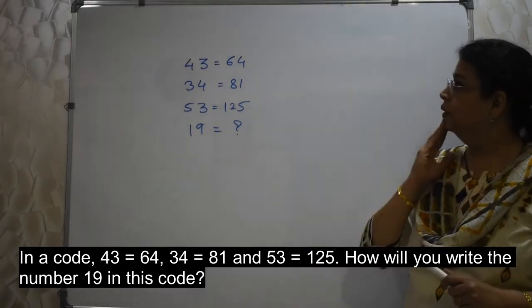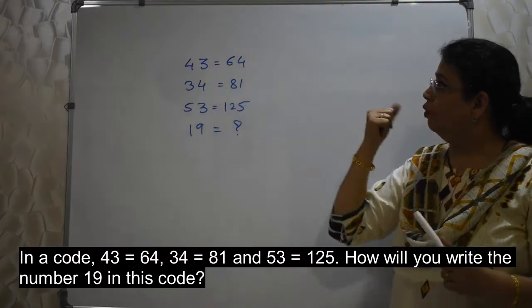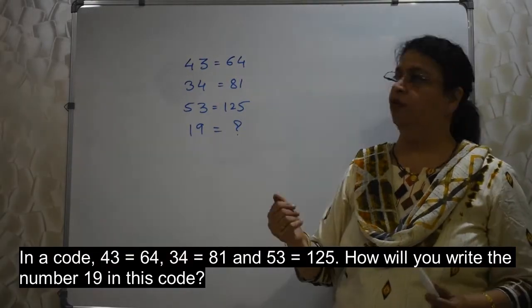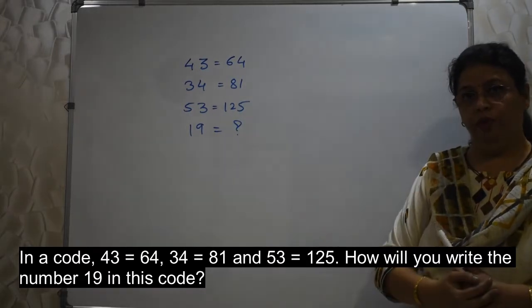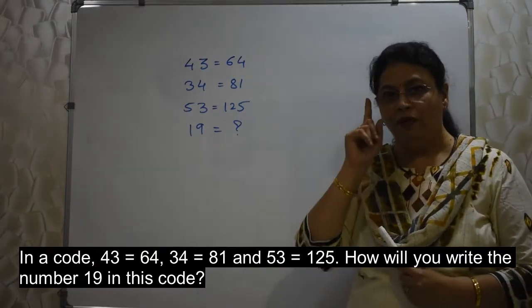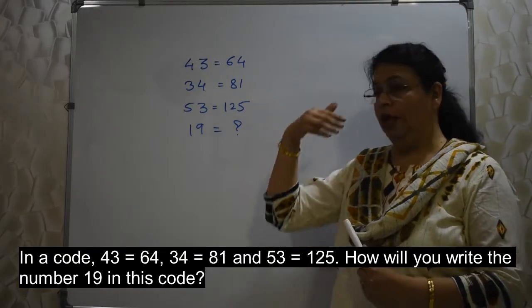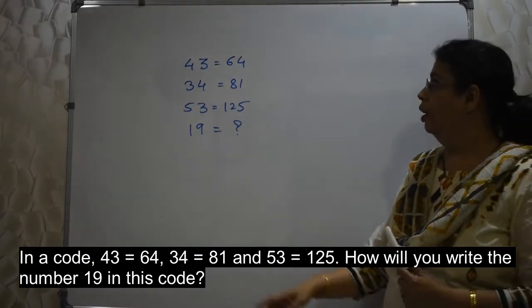Observe the numbers. 43 से 64 कैसे मिलेगा? 4 into 3 करेंगे तो भी we reach up to 12. 64 is much more. When it is much more, you have to take help of squares, cubes, and so on. Okay, so देखते हैं.